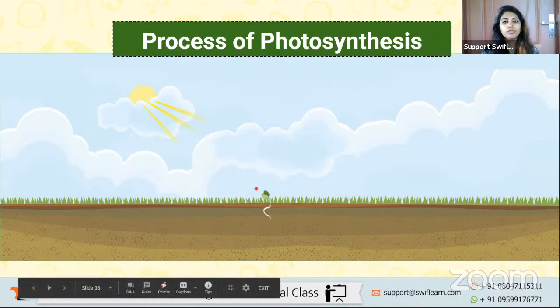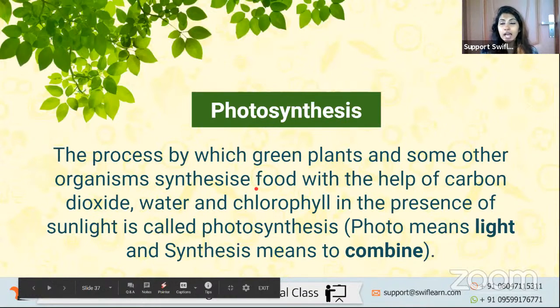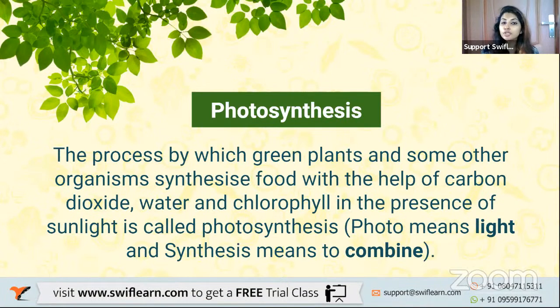Now we will just move on to what exactly is the definition of photosynthesis. The process by which green plants and some other organisms synthesize food with the help of carbon dioxide, water, chlorophyll in the presence of sunlight. Sunlight which we get from above. These three elements plus sunlight, so that is four elements that are required for the plants to make food. That is carbon dioxide, water, chlorophyll in the presence of sunlight. Okay. This process is called photosynthesis.